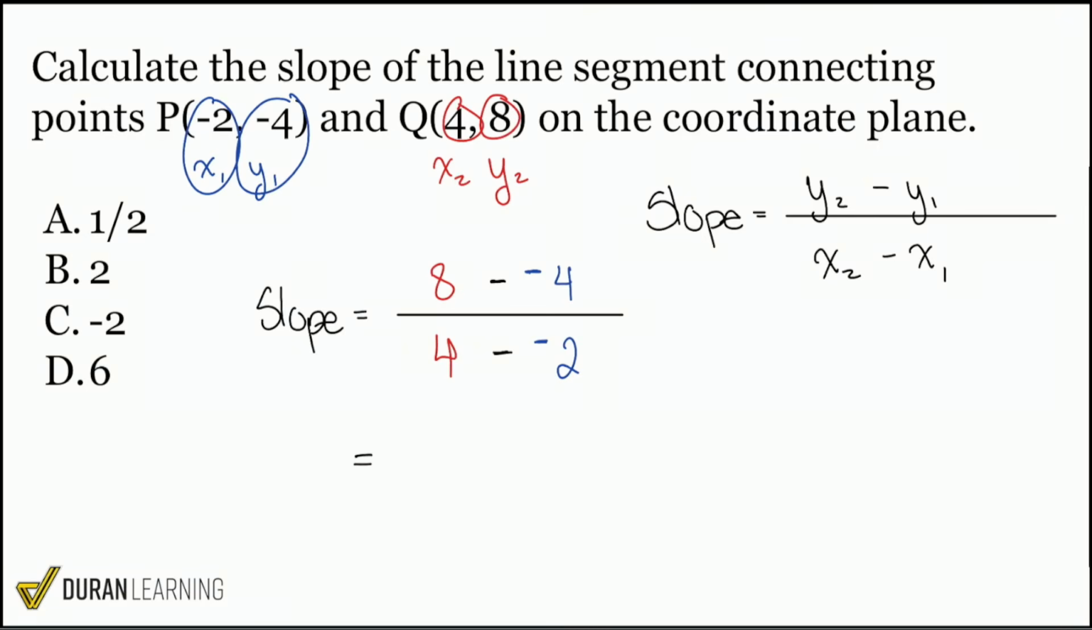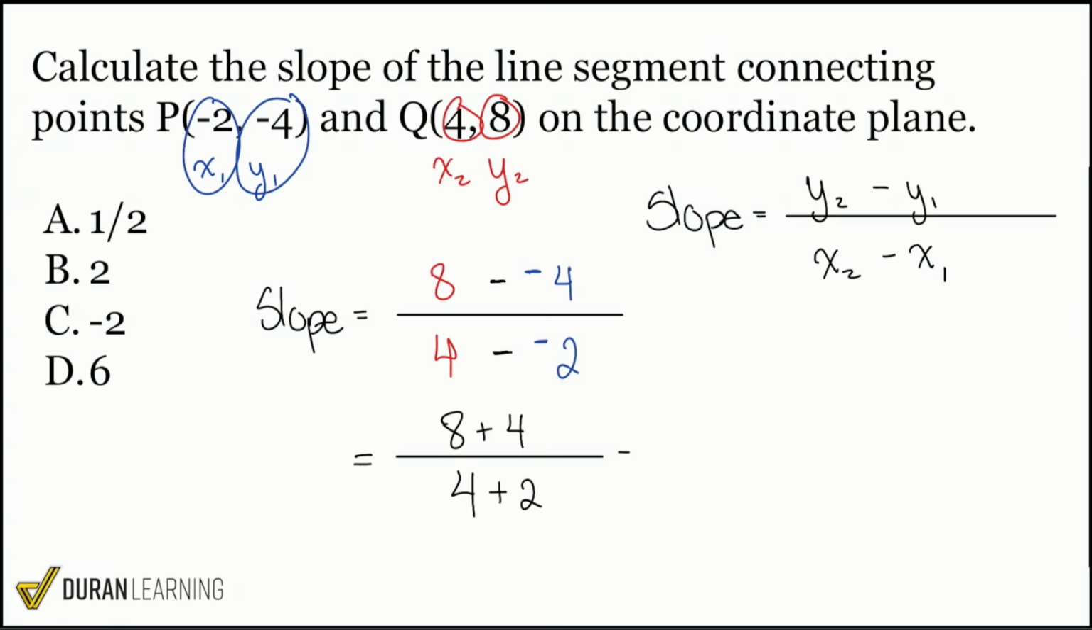So first things first, everybody, what does a double negative mean again? Pop quiz. A double negative means actually adding. So we have 8 minus negative 4. Well, that minus negative becomes a plus. So that'll be 8 plus 4. And then the same thing goes here on the bottom. We have 4 minus negative 2. That'll turn into 4 plus 2.